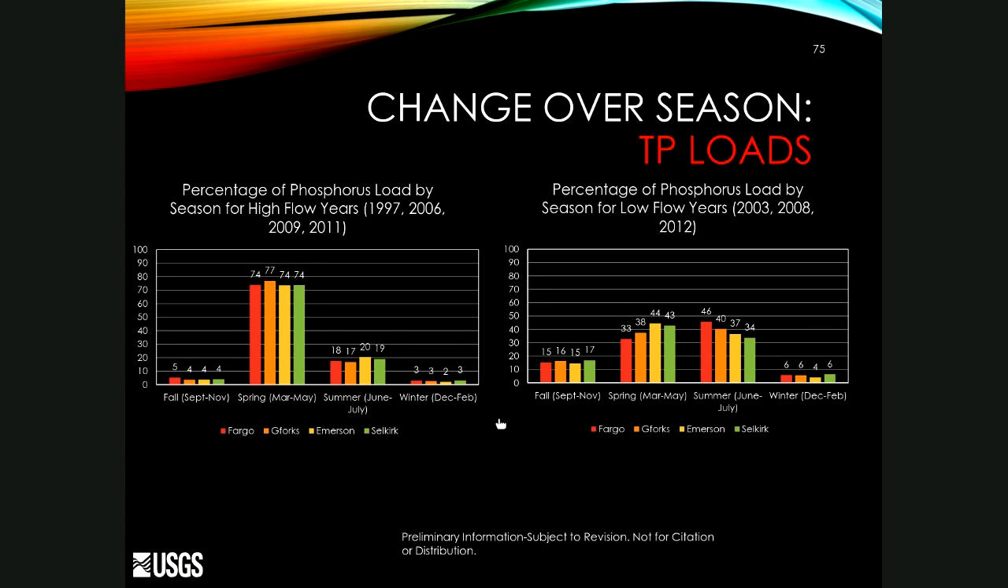And then moving over to the low flow years, I used 2003, 2008, and 2012. You can see that the distribution of that load comes between basically spring and summer, and roughly 80% of the load is happening between those two seasons.